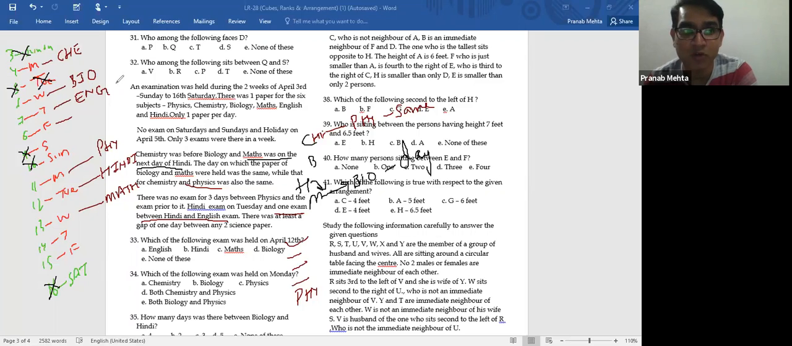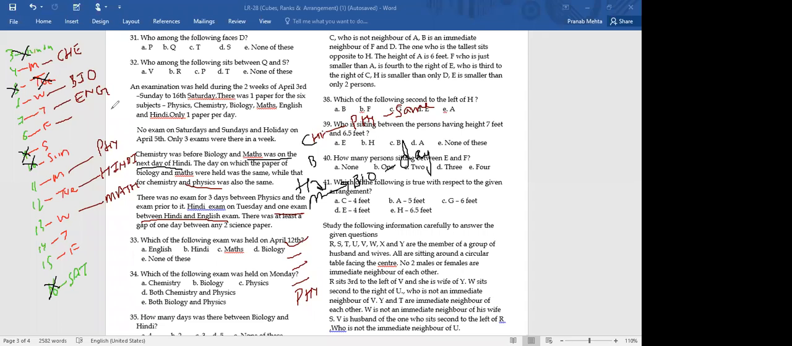Are you getting the point? If I don't put English here, let us assume I remove English from here and put it elsewhere, there will be a 4 days gap. So once again, I won't be able to satisfy the criteria of a 3 days gap before physics. Understood now?